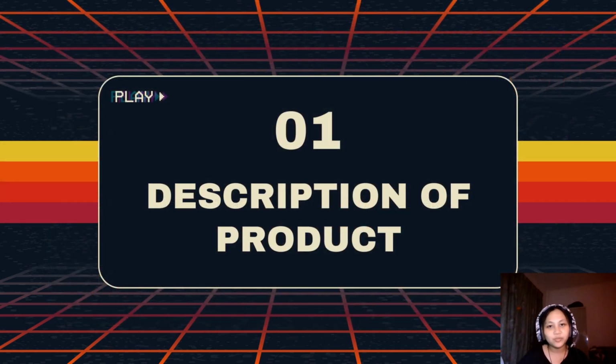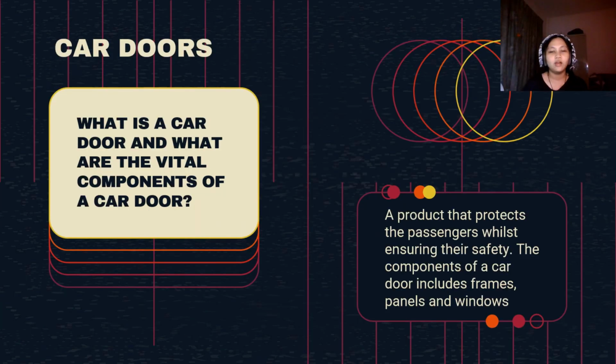I will be starting our presentation with the first topic, which is description of our product, the car door. So what is a car door and what are the vital components of a car door? A car door is a vital component of an automobile as it protects passengers, ensuring they are secure inside the vehicle. Car doors are also important as they serve as an entryway or an exit for the automobile, aside from establishing comfort for the passengers. Having said that, different car door components have different manufacturing processes, after which the car door components are then joined by bolting or welding them together.